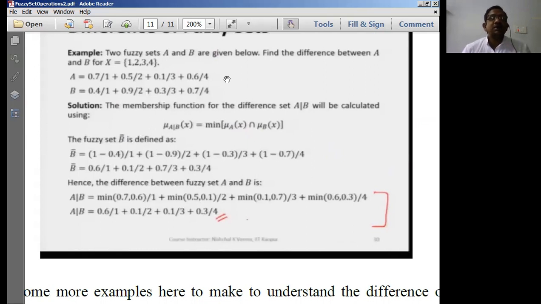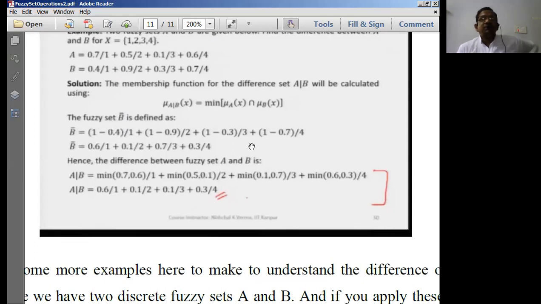So A is a set, same as the previous set we have taken. B is another set we have. Say for example, B is taken as 0.4 by 1, 0.9 by 2, 0.3 by 3, 0.7 by 4. When you take these two sets, then the membership function for the difference set A minus B will be calculated using mu A minus B of X equal to the minimum of mu A of X and mu B bar of X. So what is B bar here?